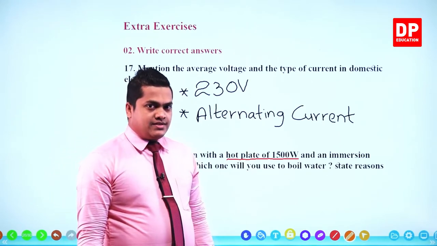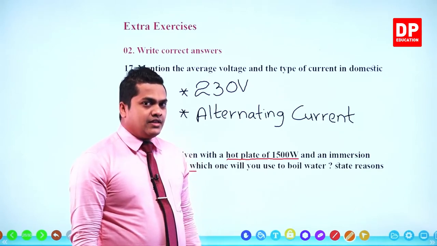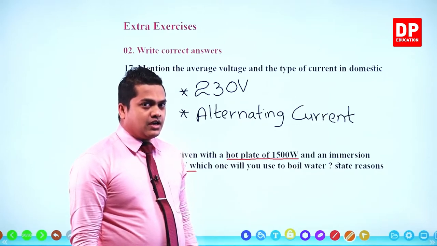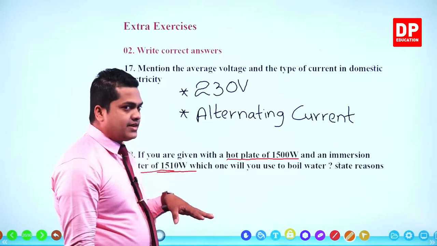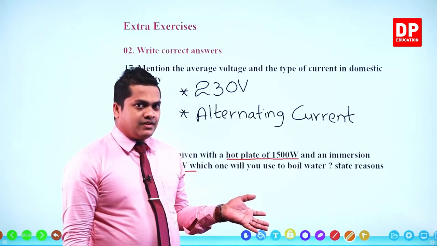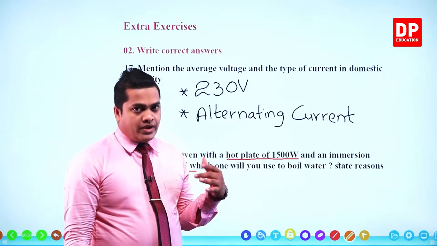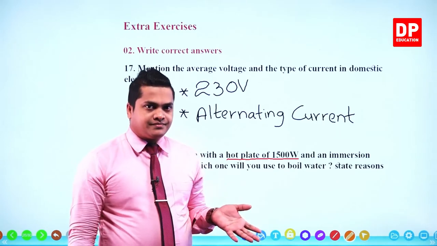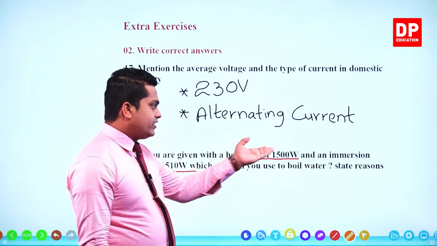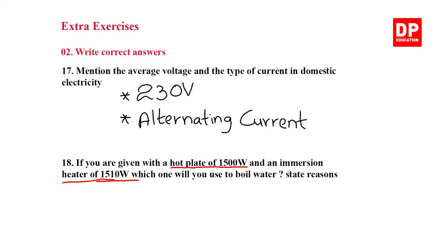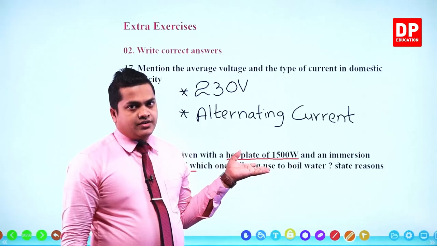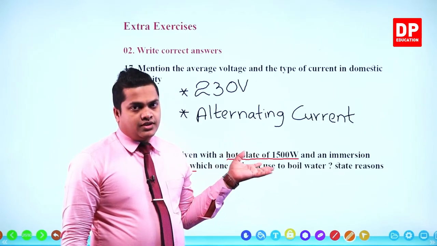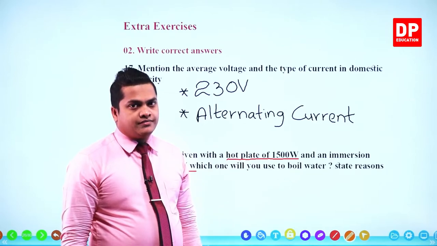So by looking at this, you can say that the amount of electrical energy consumed by the hot plate is very less, right? Because the power is less. Actually it's not very less, but however, comparatively to the immersion heater, it's less. Here 1500, here 1510. So using the hot plate is more convenient. But that's not the answer. Using the immersion heater is more convenient.